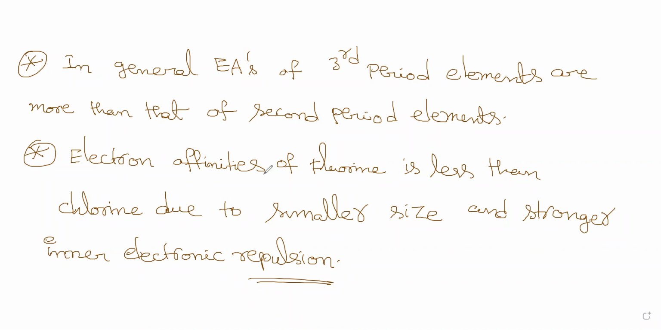This question is very famous. Why is the electron affinity of fluorine less than that of chlorine? That is a very famous question. Electron affinity of fluorine is less than that of chlorine due to small size and stronger inter-electronic repulsion.